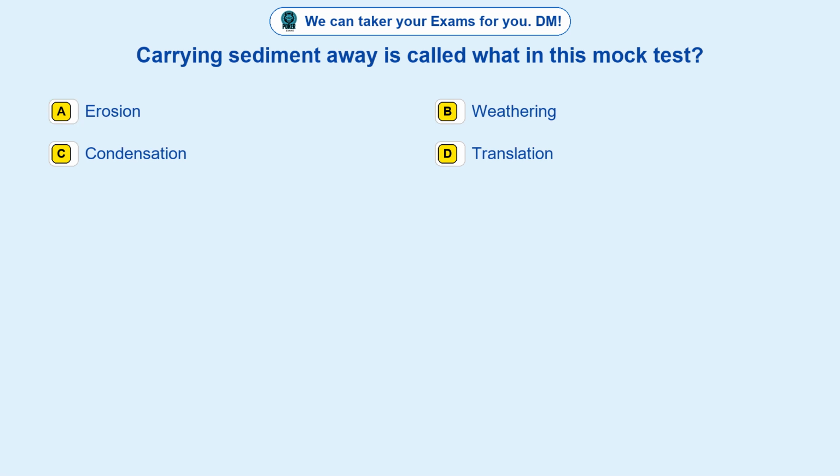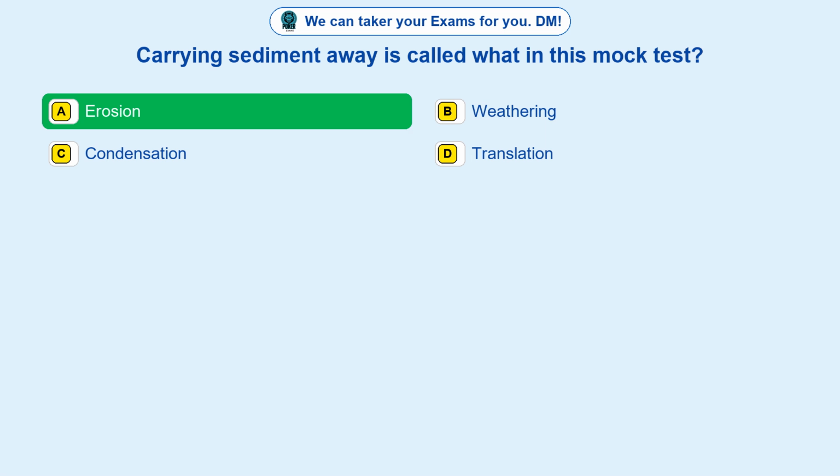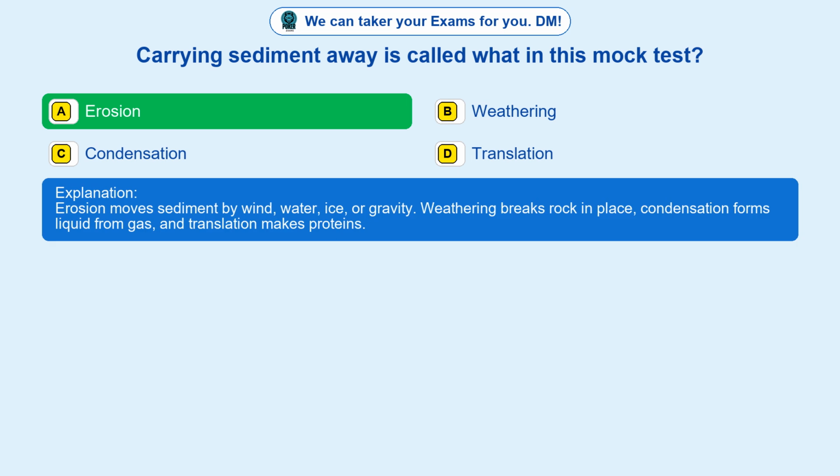Question 82. Carrying sediment away is called what in this mock test? Option A, erosion. Option B, weathering. Option C, condensation. Option D, translation. The correct answer is option A. Erosion. Erosion moves sediment by wind, water, ice, or gravity. Weathering breaks rock in place, condensation forms liquid from gas, and translation makes proteins.